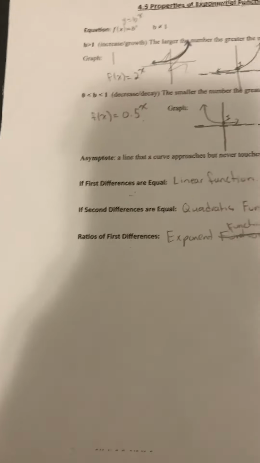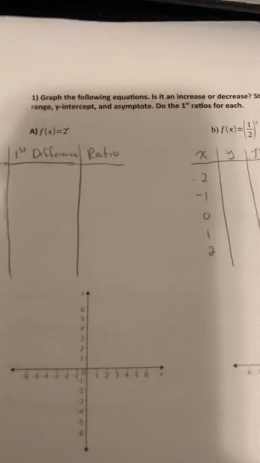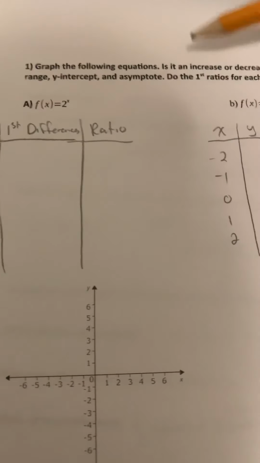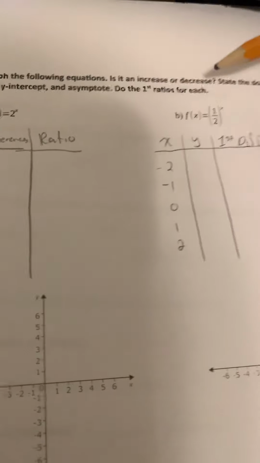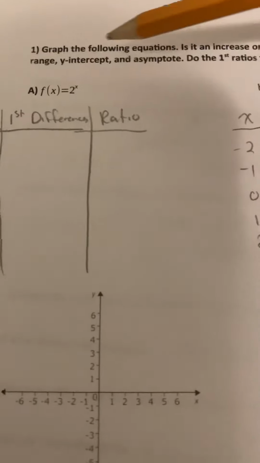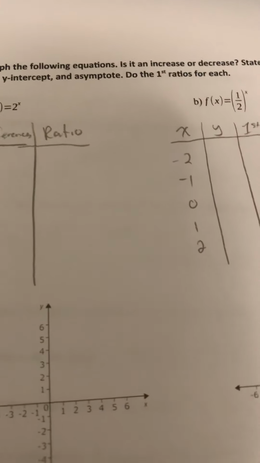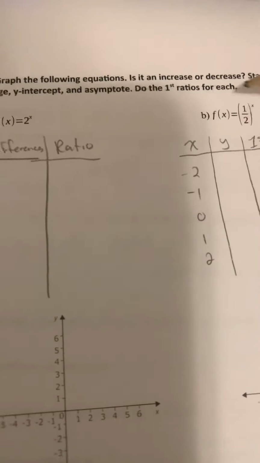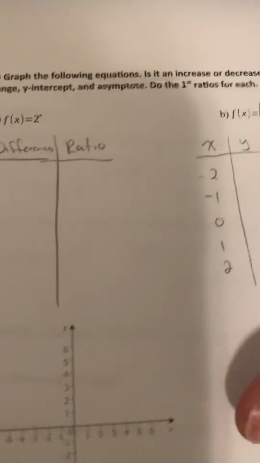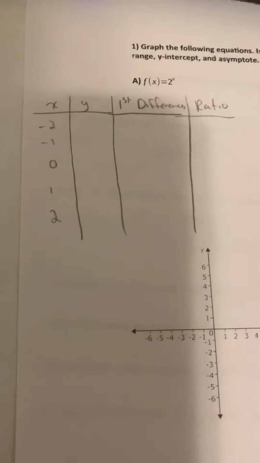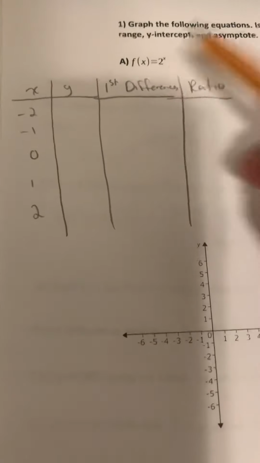Okay, on to the second page. So what we're going to do here is graph the following equations, state whether each is an increase or decrease, state the domain, range, y-intercept, and asymptote, and we are going to do the first differences and ratios for each. Okay, so starting off, our equation is y equals 2 to the power of x.